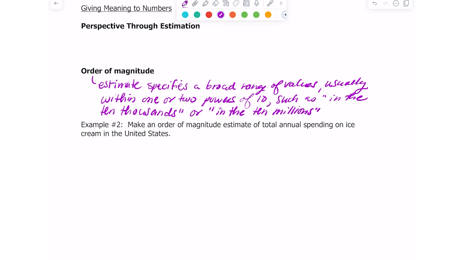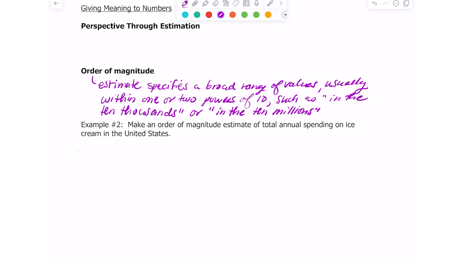Okay, let's take a look at an example. So we need to make an order of magnitude estimate of the total annual spending on ice cream in the United States. Okay, so how would I figure that out? Take a second and think about that.